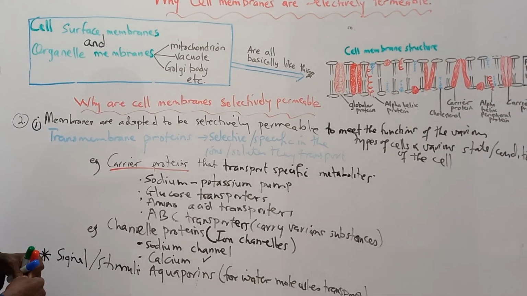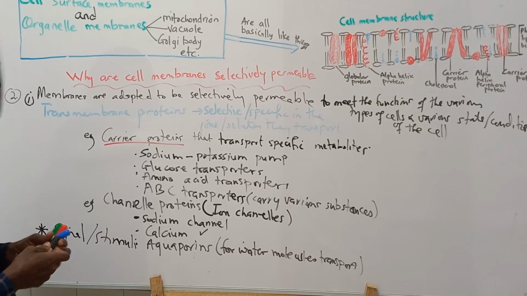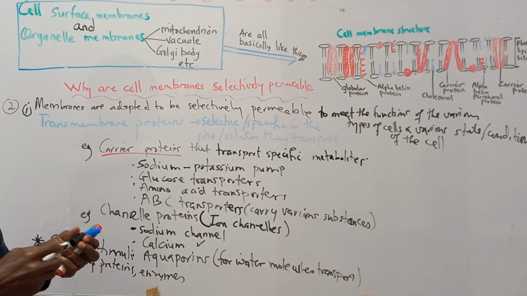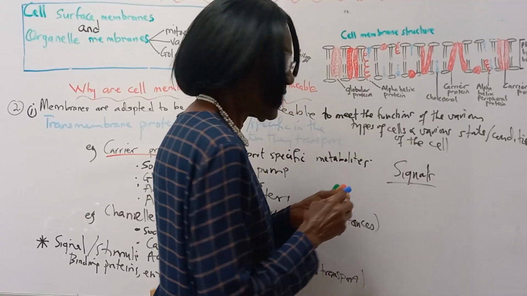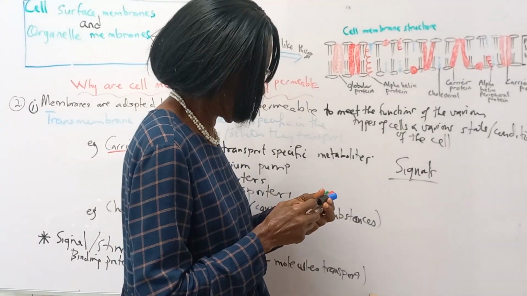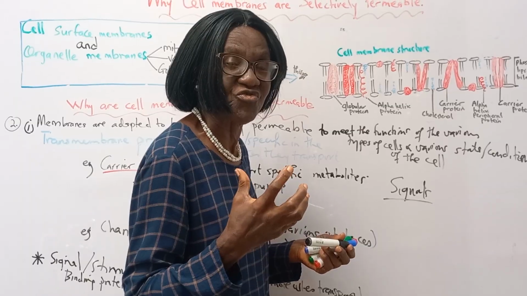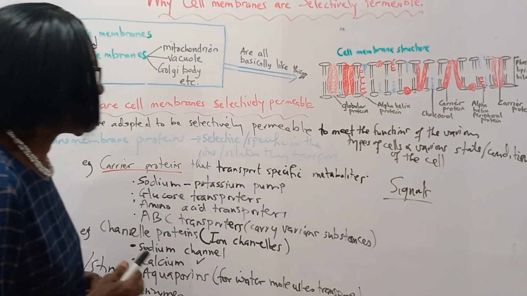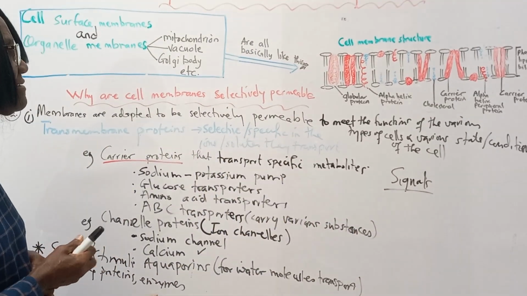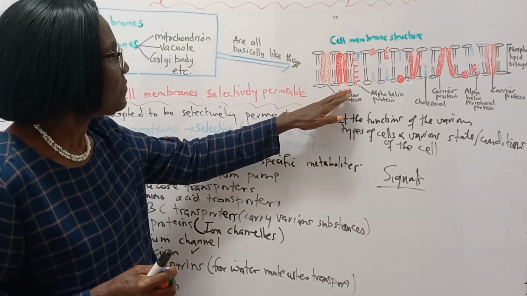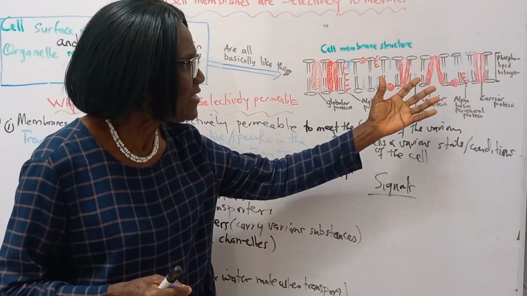You have signals like binding proteins, enzymes, hormones, signals like voltage changes that affect nerves, like mechanical stress. All are signals, light. They are signals that cause the transmembrane proteins to selectively work.